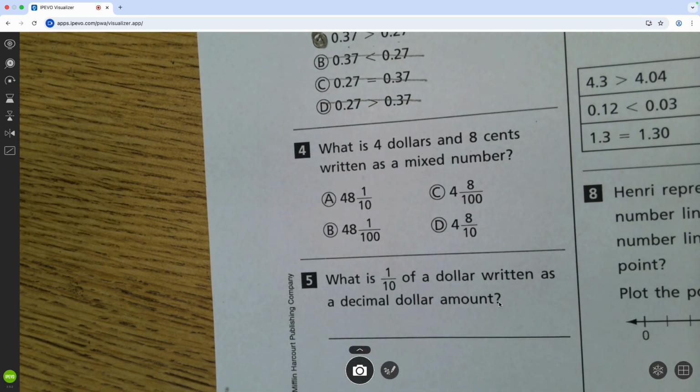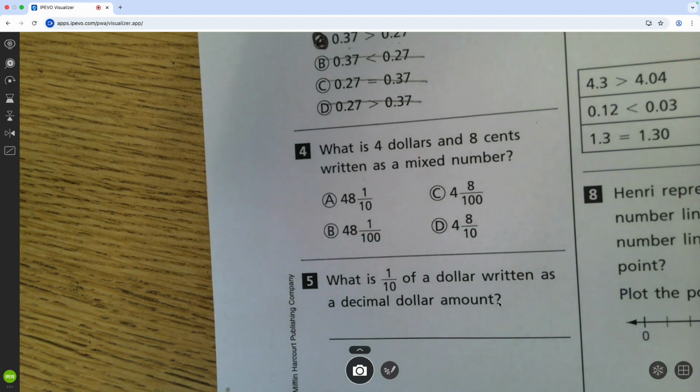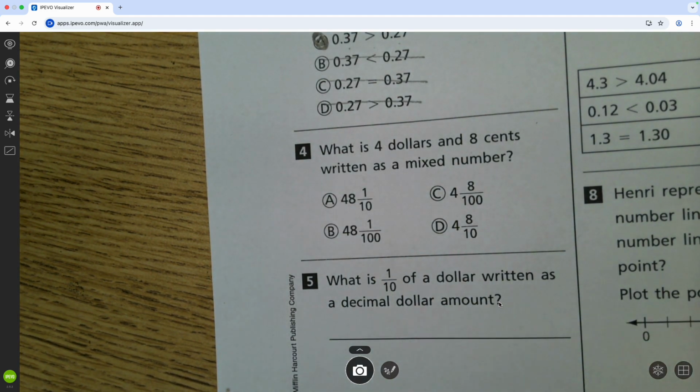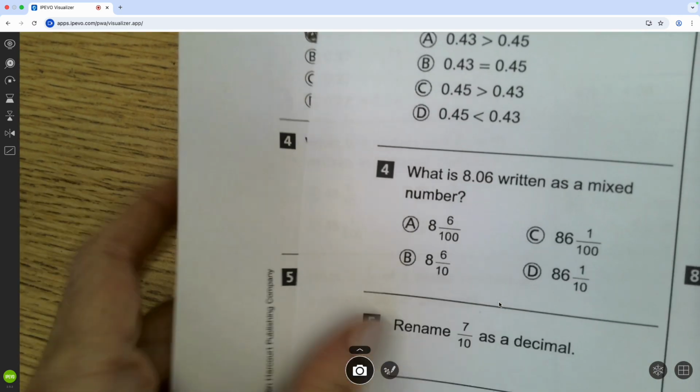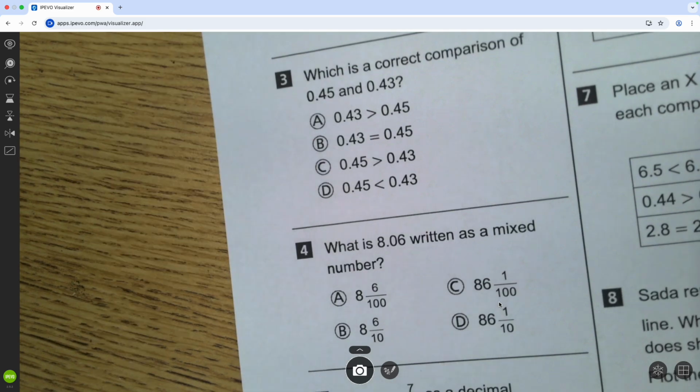Oh, I'm doing the wrong paper. What did I do with it? It's okay because these are the same, but I edited ours. Okay.